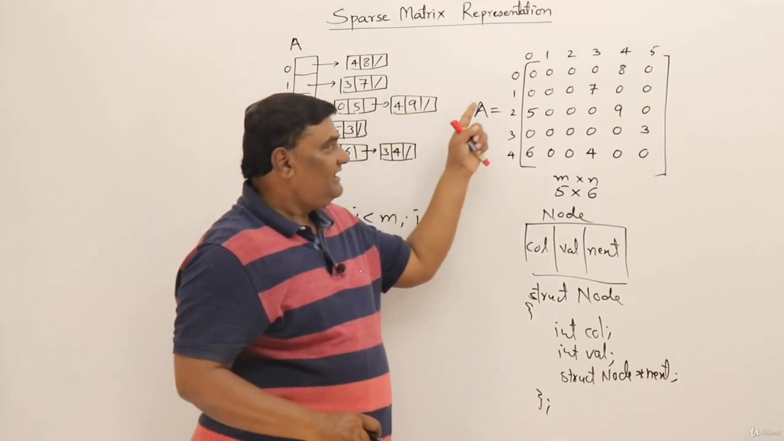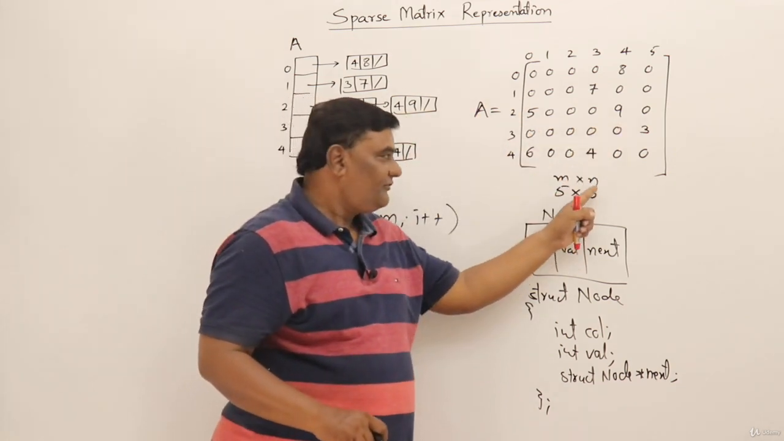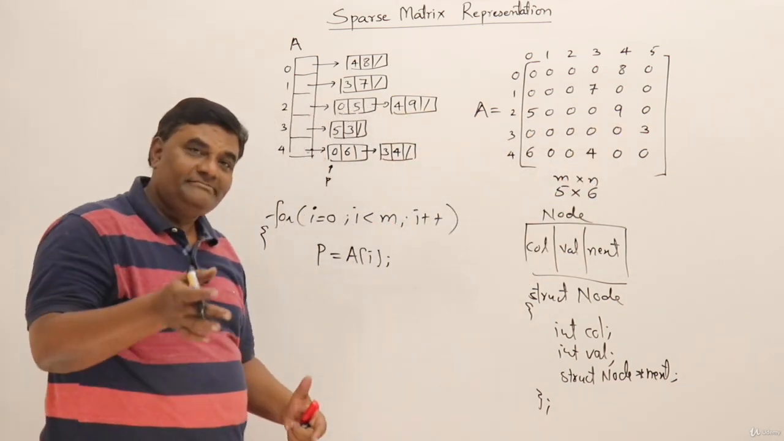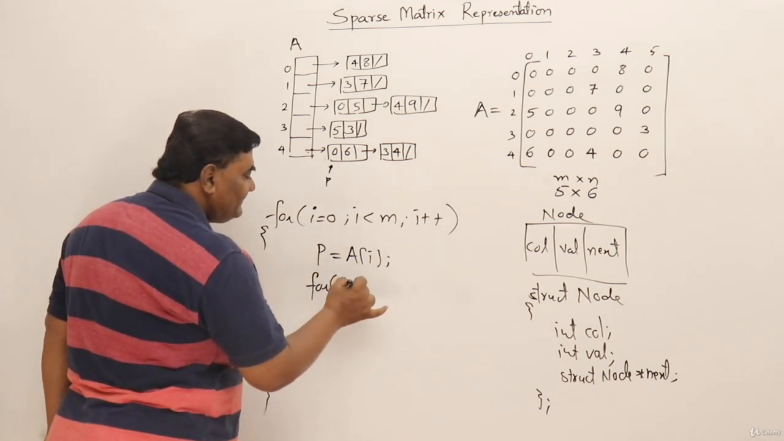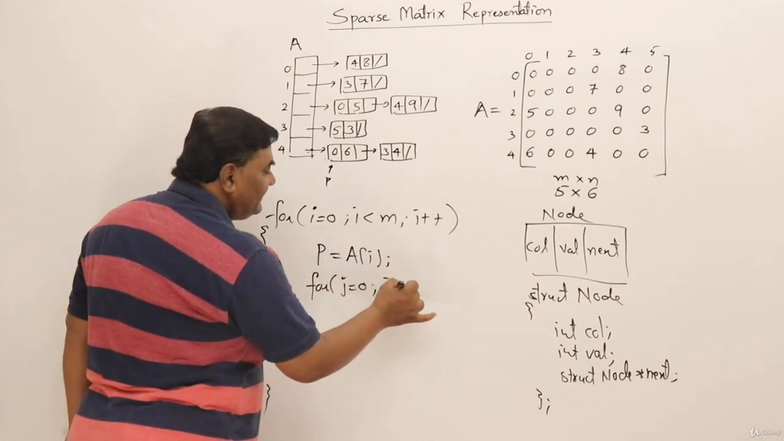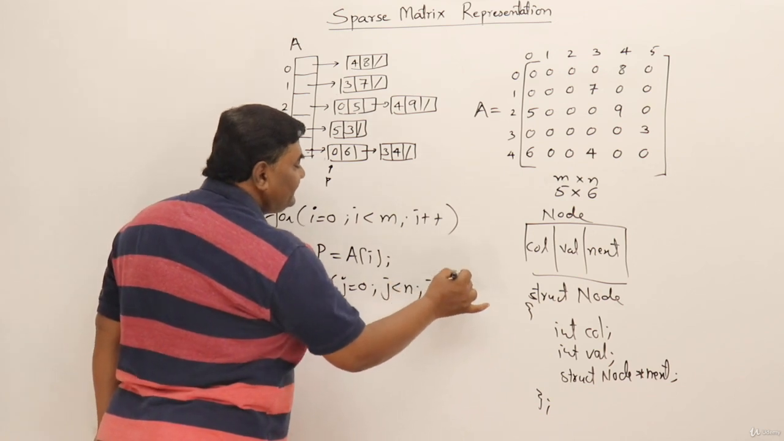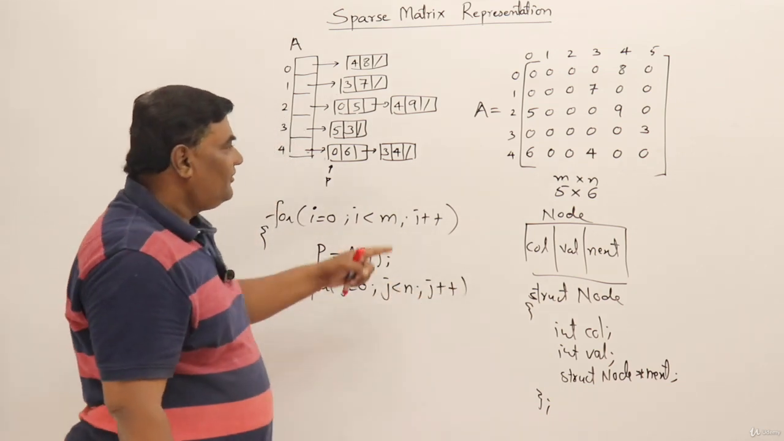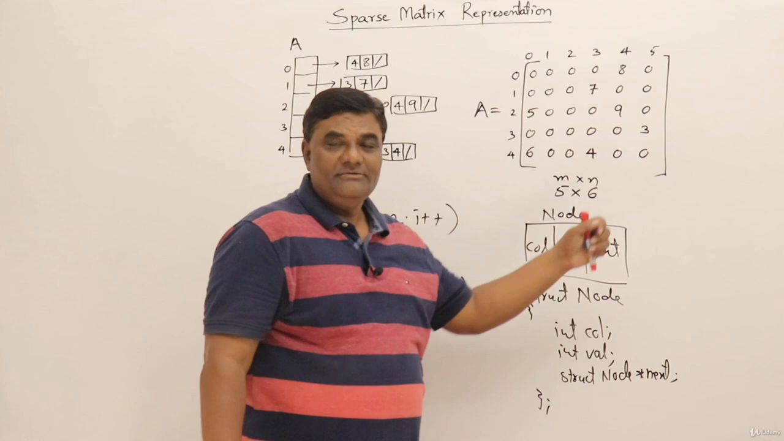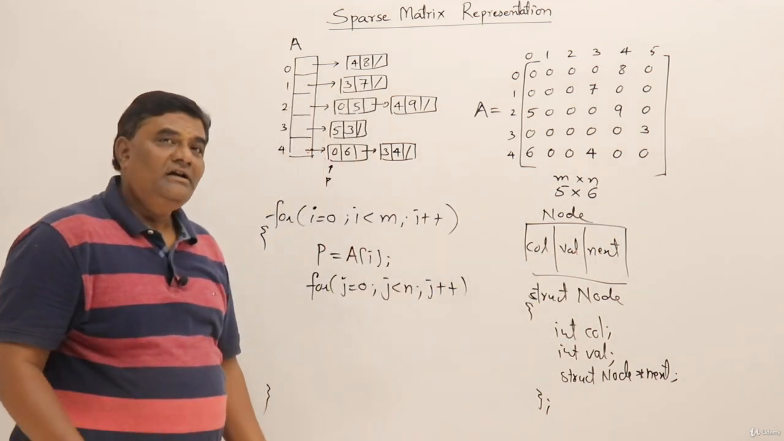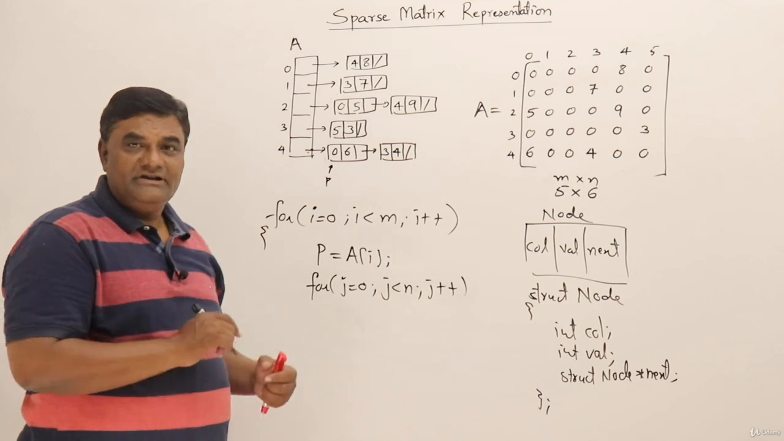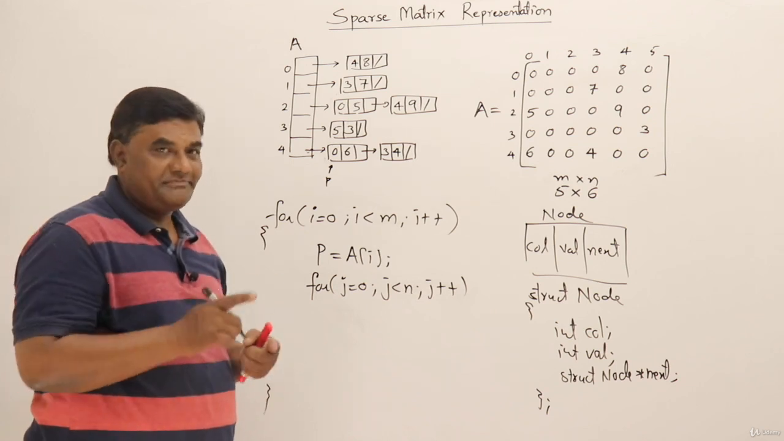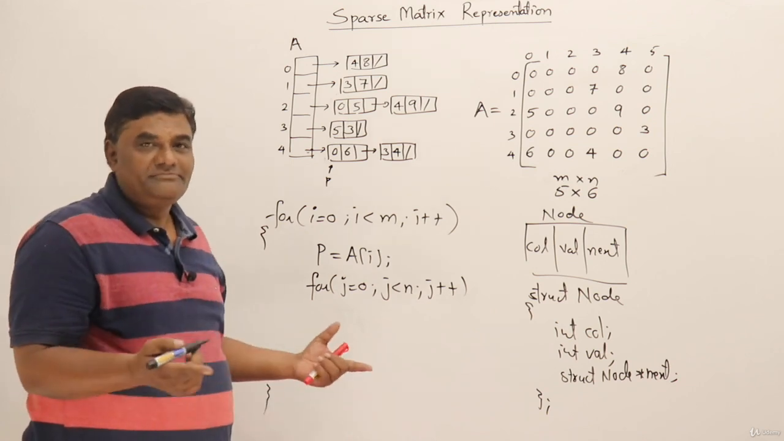For displaying all the elements in a row, I should repeat it n times, because I want to display zeros also. So for that, take one more for loop: for j assign 0, j is less than n, j plus plus. This will repeat a total of n times, that is equal to the number of columns. Then at each column, I should see whether it is a non-zero or zero element. If it is non-zero, I should print the element. If it is not, I should print 0.